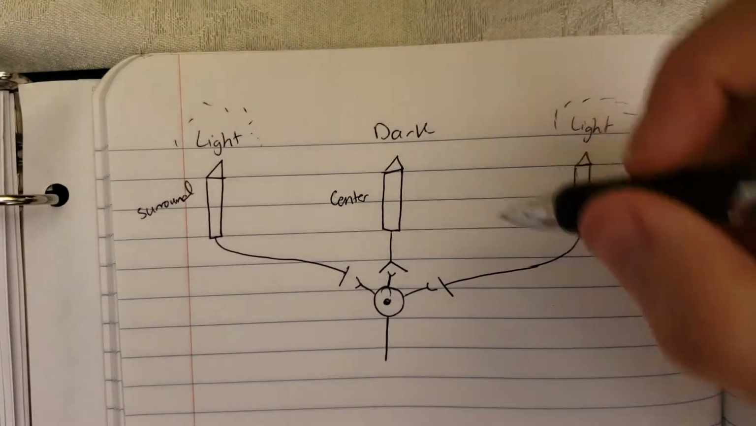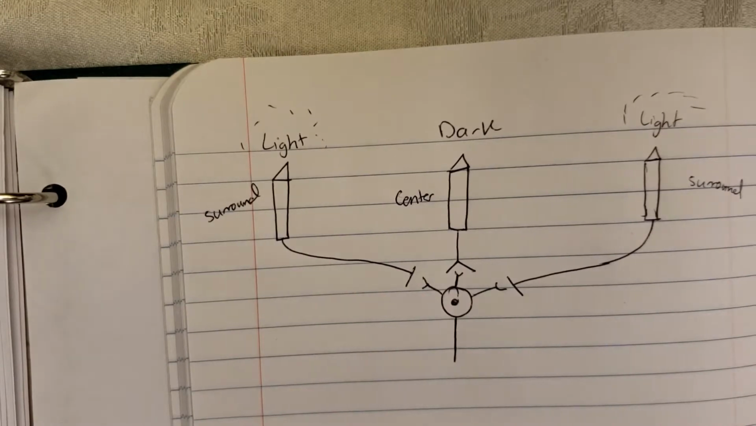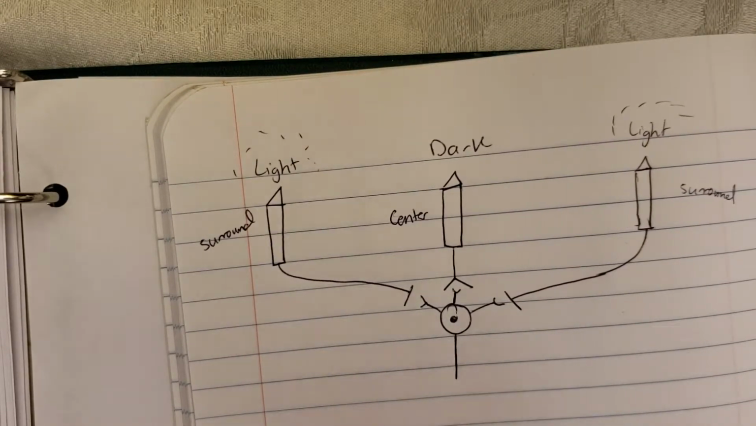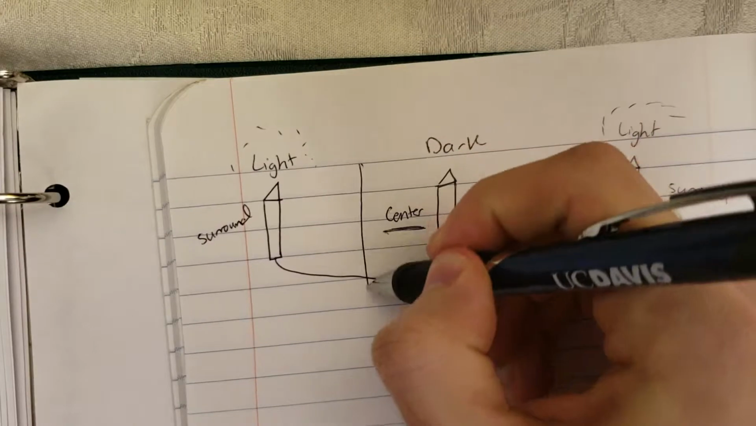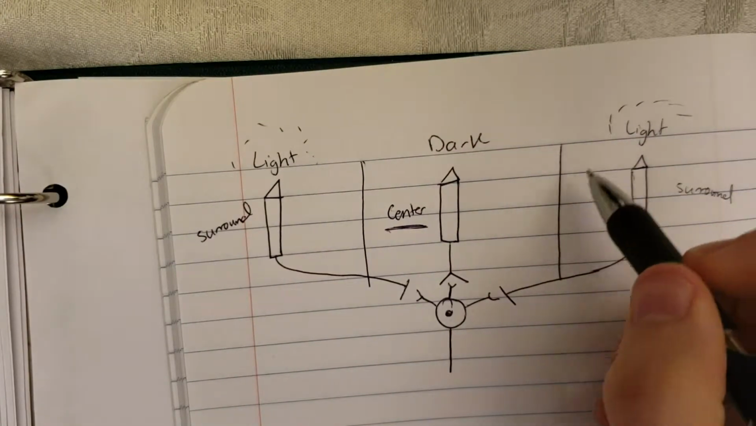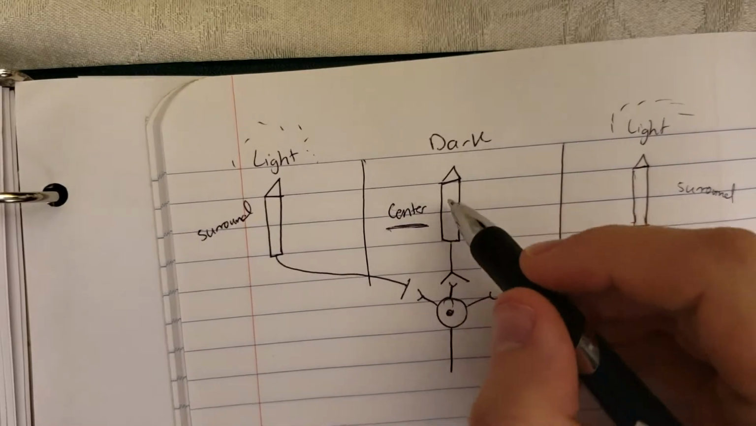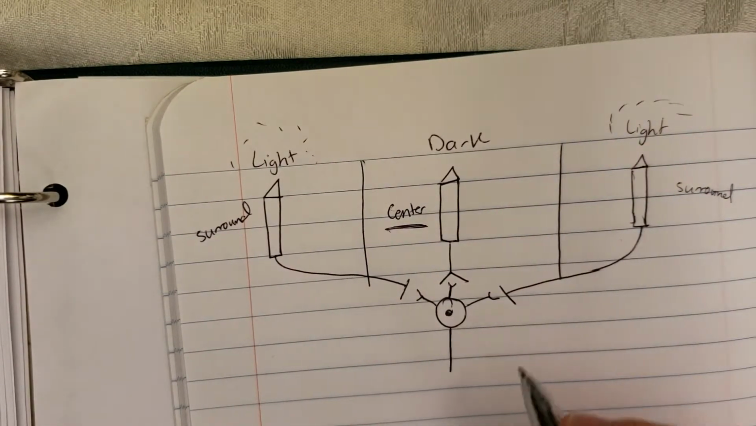Okay, so here we have dark shining on our center, and light on the surrounds. What does that mean? So dark is coming into the center. These are the photoreceptors. This is the bipolar cell.